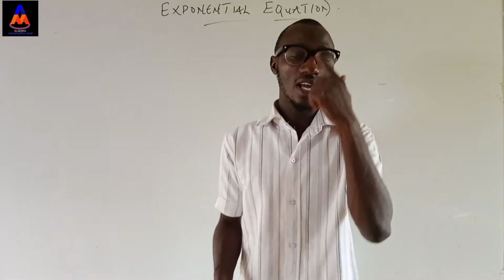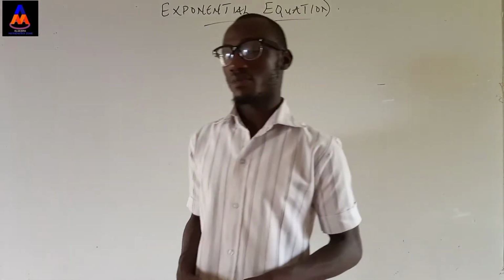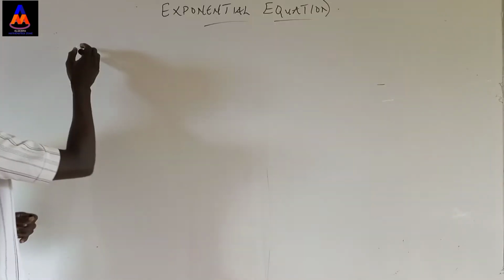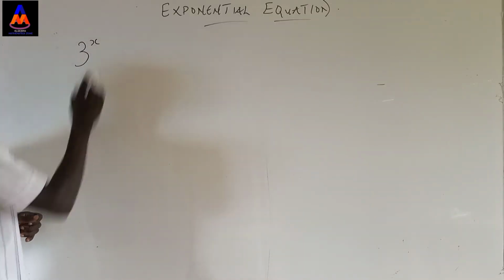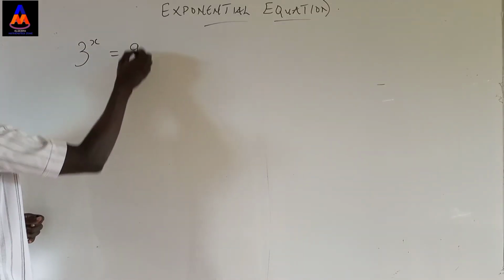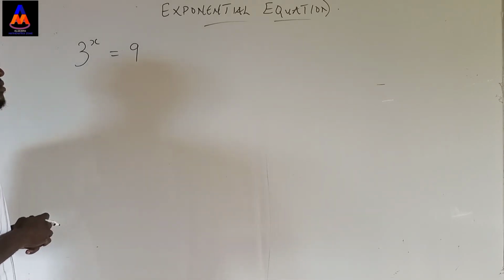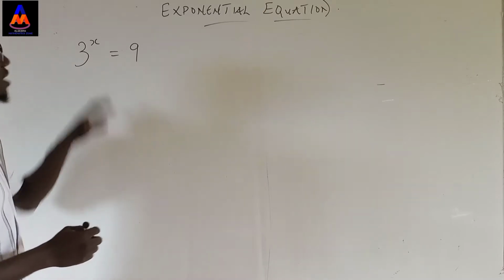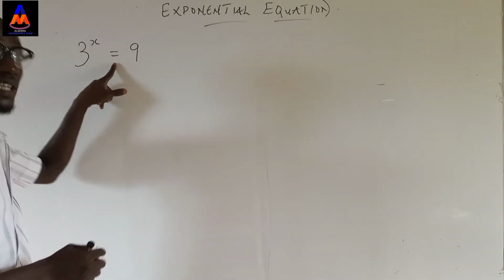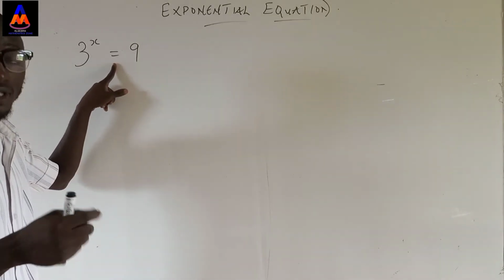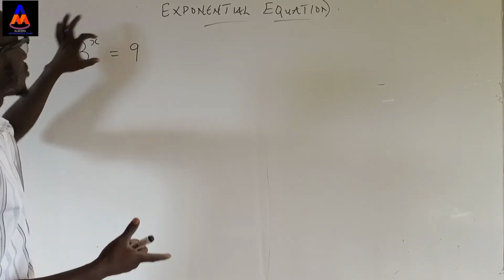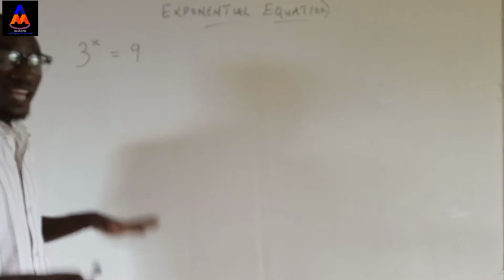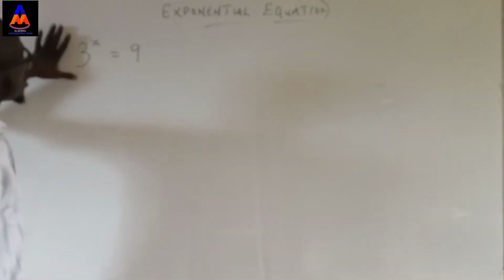So how does it look like? Let me give you a practical example. You have something like this. Let's assume that we have 3 raised to the power x equals to 9. 3 raised to the power x is 9. This one is an equation, right? Because there is an equal to in it. Mathematically speaking, an equation is identified with the presence of an equal to. An expression is identified with its absence. Okay? So this is an equation.